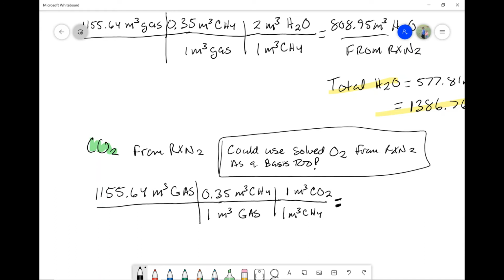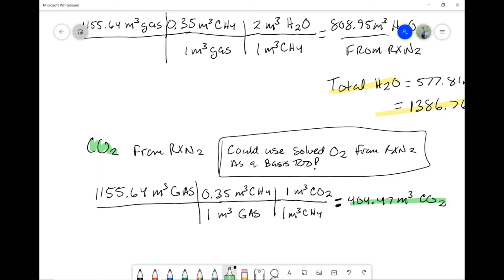And so this is it. There's no other source of CO2 except for reaction 2. And so it's 1155.64 times 0.35. And I got 404.47. And I just calculated it here. 404.47 cubic meters of CO2. And that's it. There's no other source of CO2. So that was a simpler calculation.